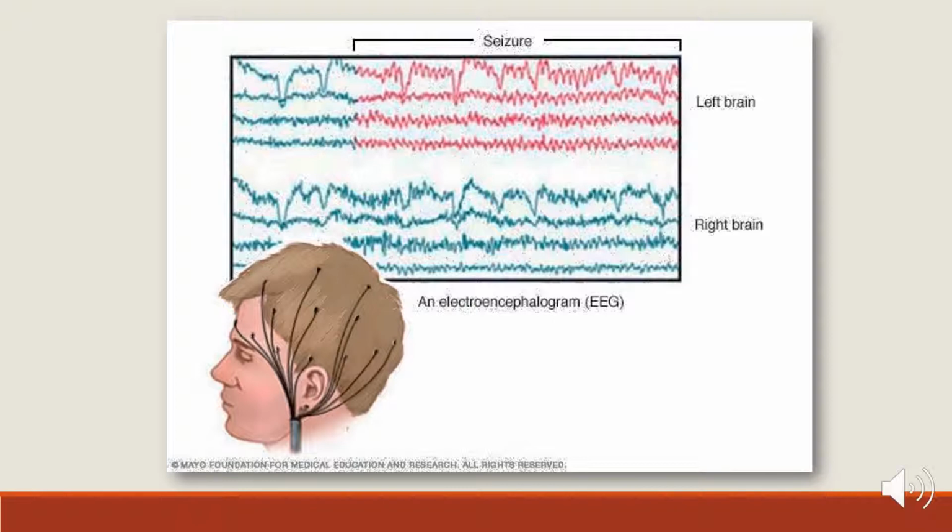This image represents an EEG on an individual who's having a seizure. If you look at the right brain, you can see normal brain activity, but if you look in the left brain, the part that's highlighted red, you can see the abnormal electrical activity.